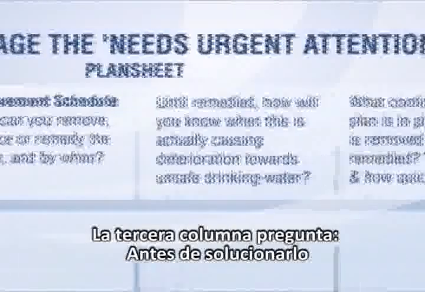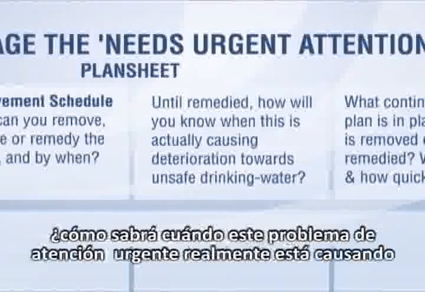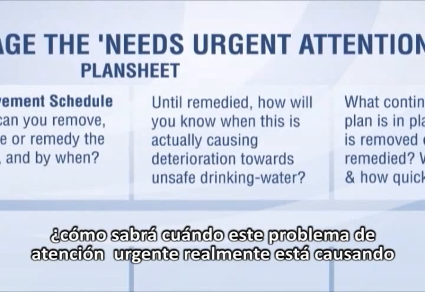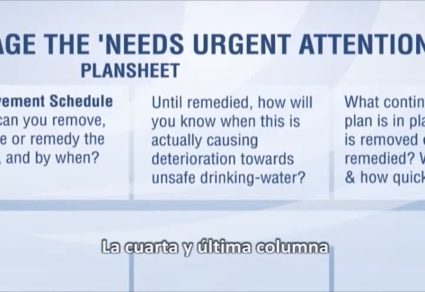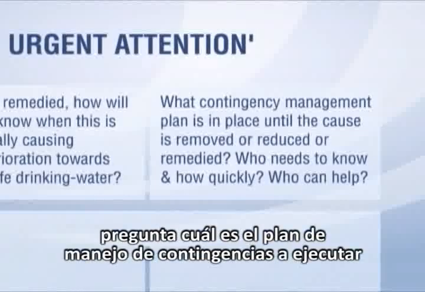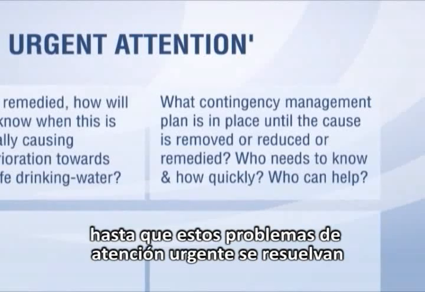The third column asks that until remedied, how will you know when these urgent attention issues are actually causing deterioration towards unsafe drinking water? The fourth and final column asks what contingency management plan is in place until these urgent attention issues are fixed.